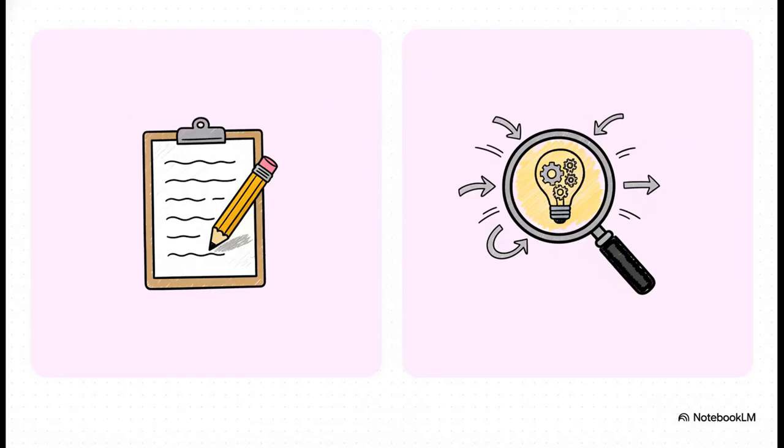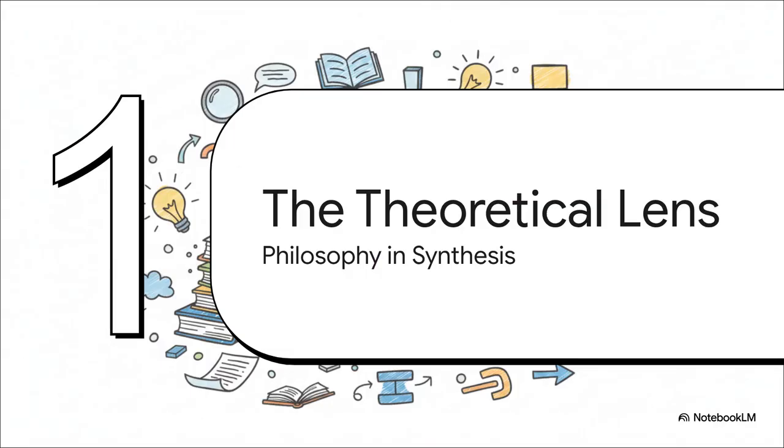So what's the fix? Well, it's a simple but profound shift. A descriptive summary is all about the what. It just regurgitates existing info. But an analytical synthesis, that focuses on the how and the why. You've got to stop just reporting what's out there and start actively making meaning to push your theoretical framework forward. Which brings us to Section 2, the theoretical lens, or bringing philosophy into your synthesis.